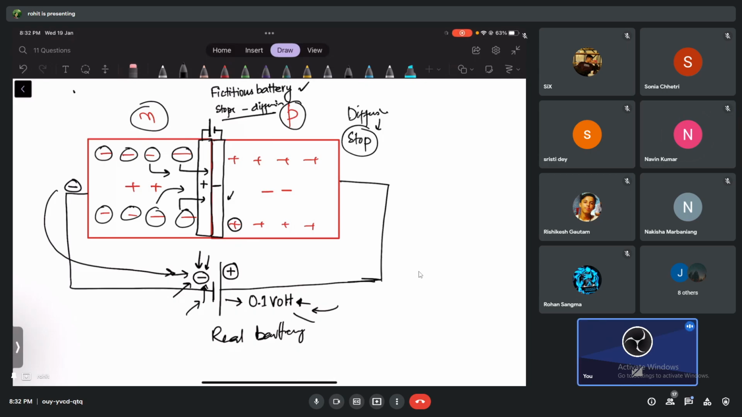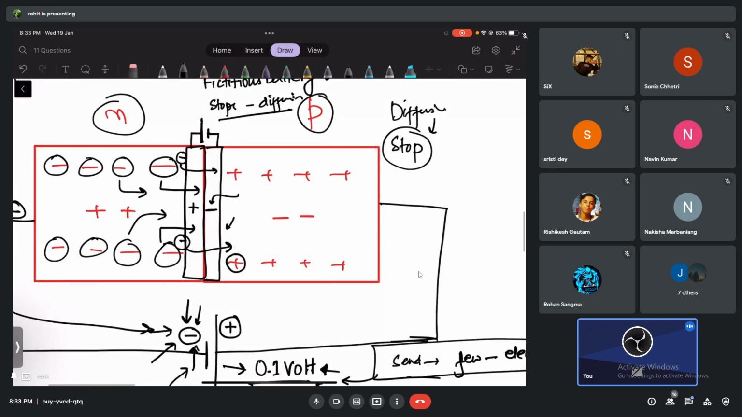This 0.1 volt may be just enough, I'm repeating again, to send only a few of them. It may not send a very large number of them, because a battery is pushing the electrons, but it may send how many, guys? A very large number of electrons or very few electrons? Very few electrons. And why is it happening? Because there is already a negative side on the P side, which will not allow them.